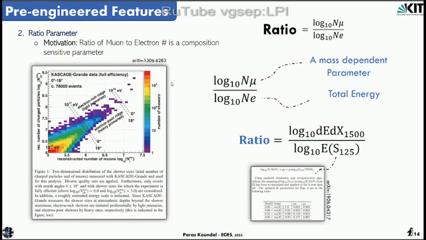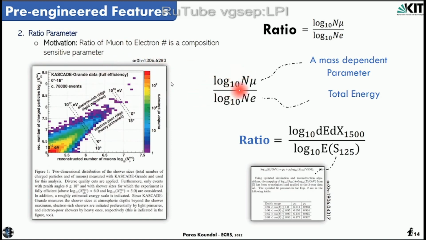Coming quickly to the second one, which is the ratio parameter. This is a work which was motivated by KASCADE-Grande. KASCADE-Grande, for those who don't know, was an experiment at KIT only, so pretty close to home. What they observed there was that the ratio of muon to electron is a good composition sensitive parameter. This is just one of the famous plots from their publication.